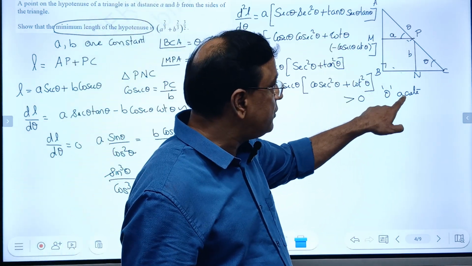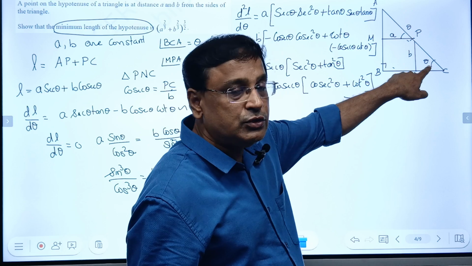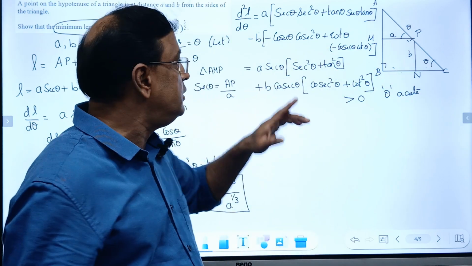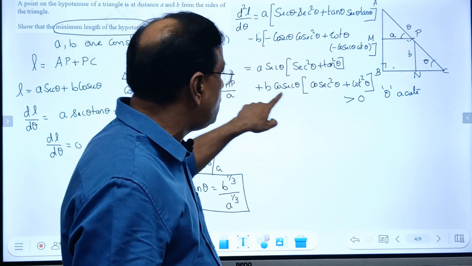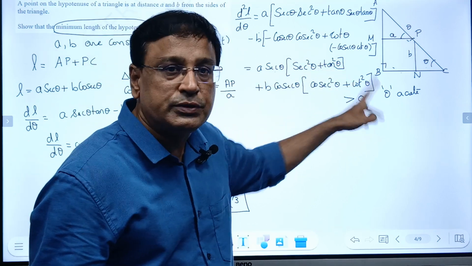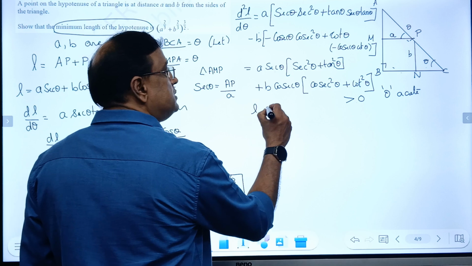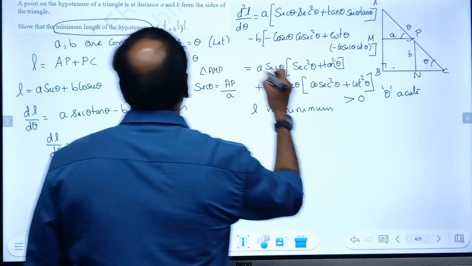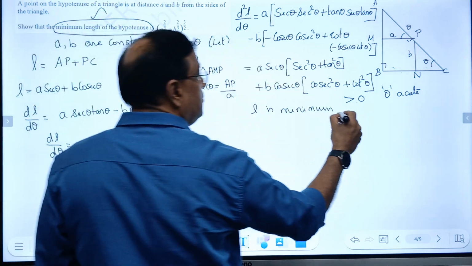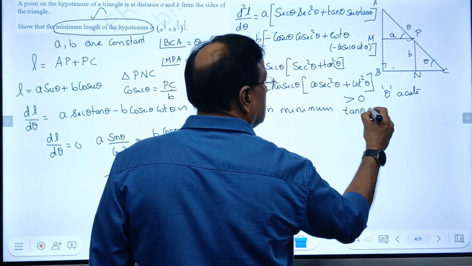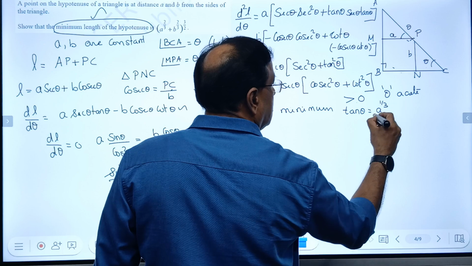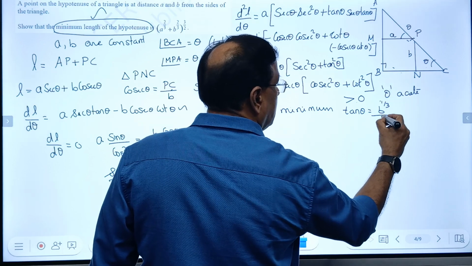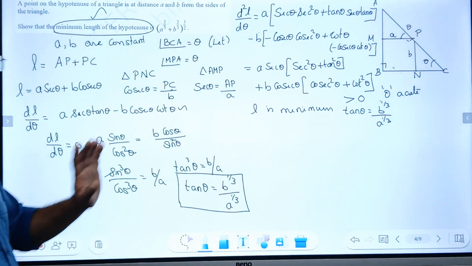Theta is acute. Why is it acute? Because this is 90, so definitely this should be less than 90. If this is less than 90, then it is in the first quadrant. In the first quadrant, all the trigonometric ratios are positive. Therefore, this is obviously positive. Since it is positive, L is minimum. That is what I wanted to prove. L is minimum. When is it minimum? When tan theta is B power 1 by 3 by A power 1 by 3. So I have got that here.